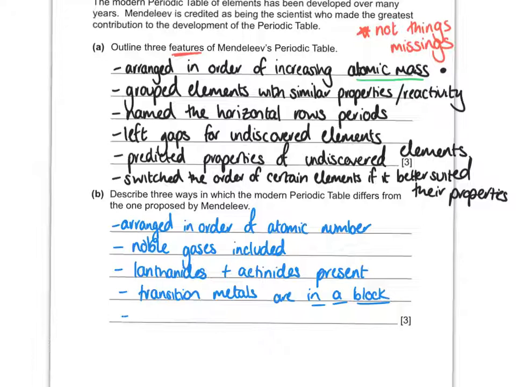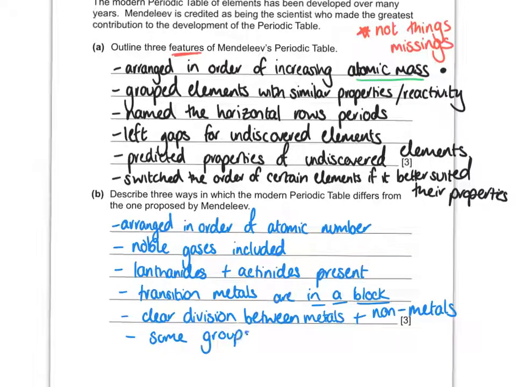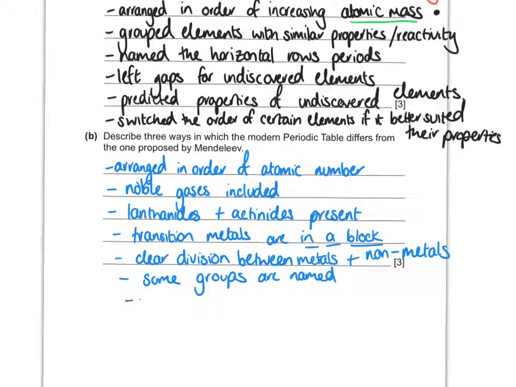Other answers that were accepted were that there's a clear division between metals and non-metals. You know, the way we have the staircase or zigzag line that separates the metals and the non-metals. They accepted that some groups are now named, so the likes of your halogens or your alkali metals, they are actually given a name rather than just a number. In this particular mark scheme, the answer more elements was not credited, but what was accepted was the fact that there are no gaps in the periodic table. And if you had said there are no gaps because there are more elements, that's fine, but you had to say that there were no gaps.